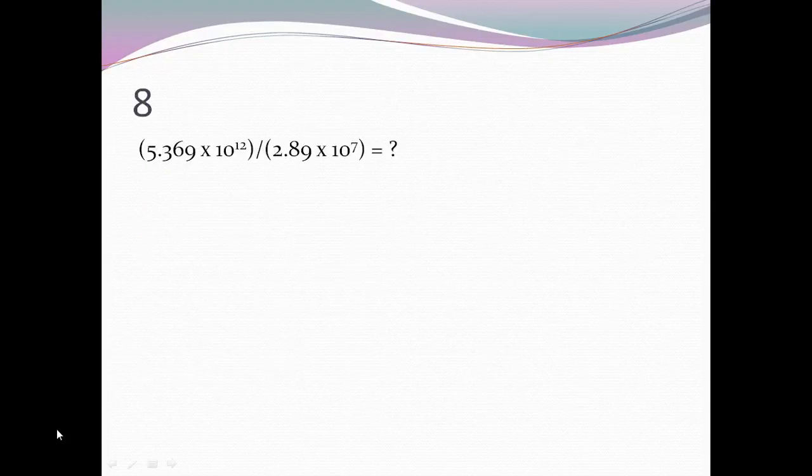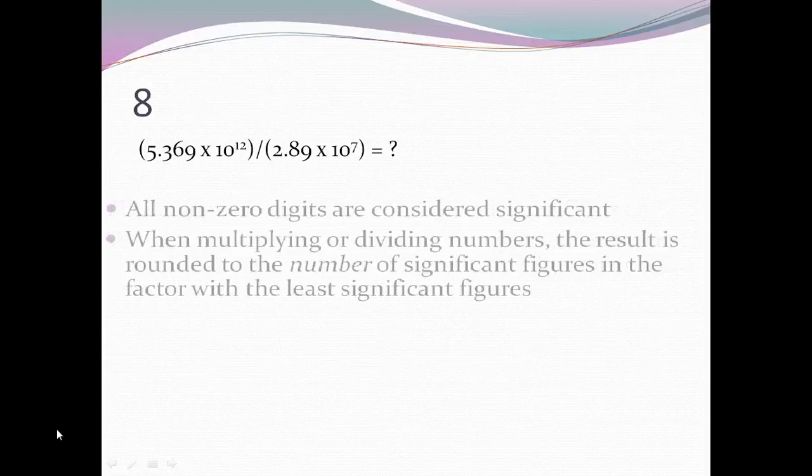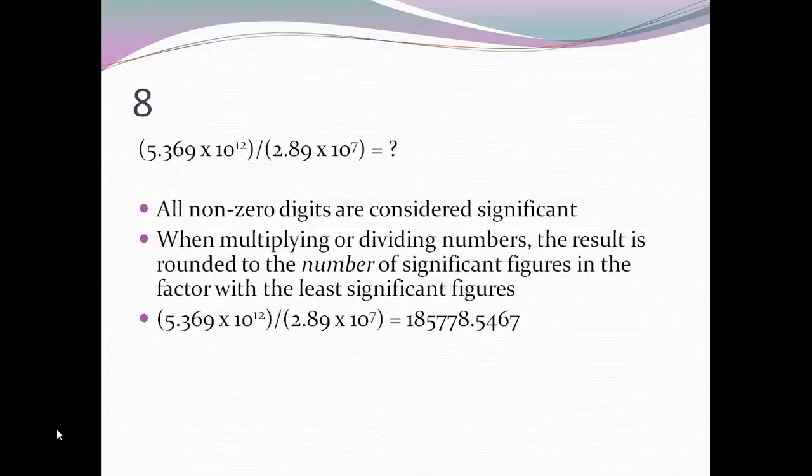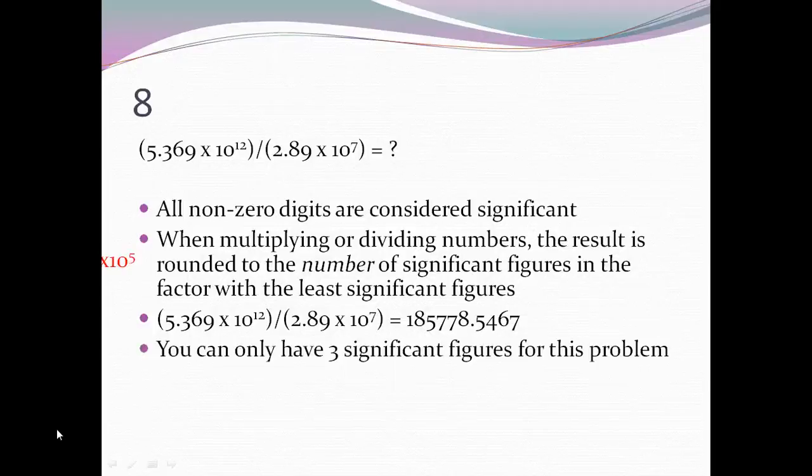Question number 8. When you divide these two numbers, same rules apply. But when you actually divide it, you get 185,778.5467. You can only have 3 sig figs for this problem because of 2.89. Your answer should be rounded to 1.86 times 10 to the 5th.